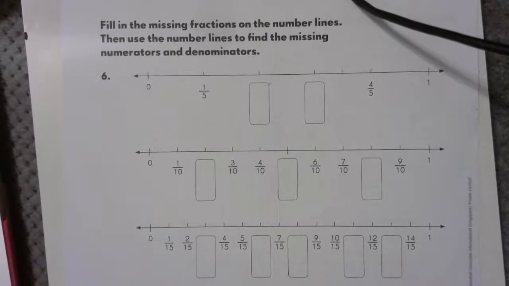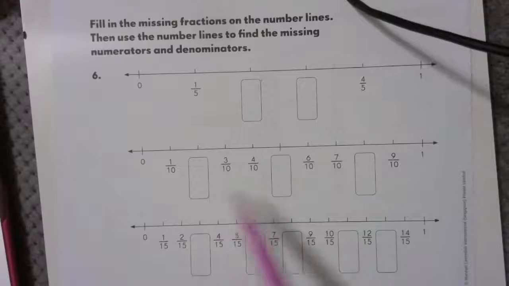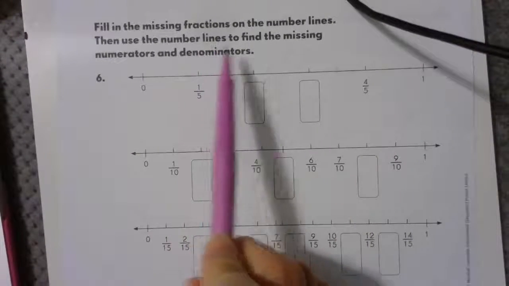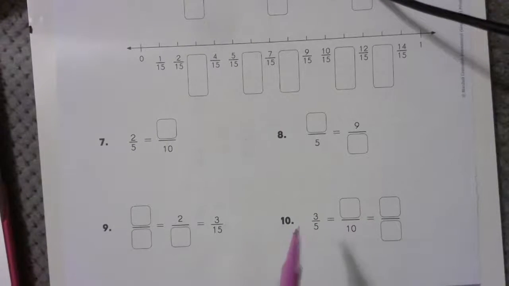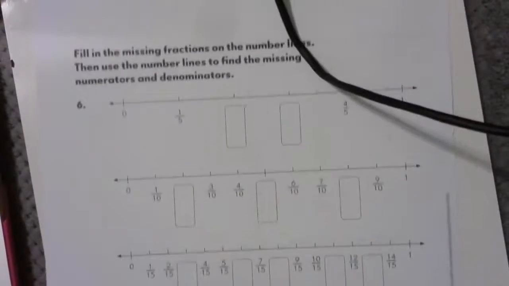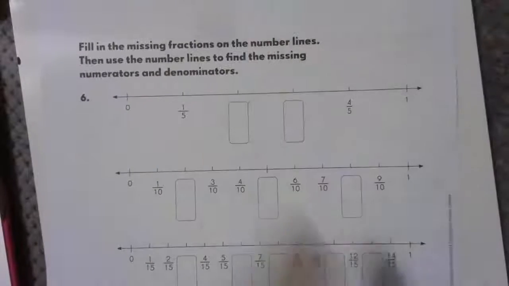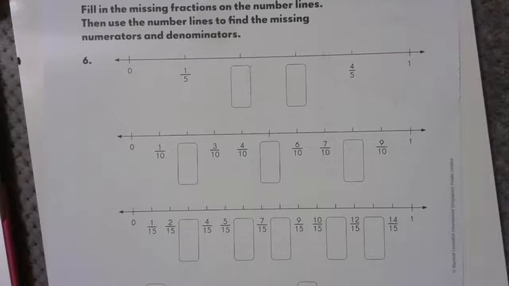So first we need to fill in the missing fractions on the number lines. So we're going to fill in all of these missing fractions first. Then we're going to use the number lines to find the missing numerators and denominators. And that's going to be down here at the bottom. We're going to use the number lines to solve these problems down here. So let's do the top part together. We'll do some of them together, but I'm going to let you finish the rest on your own.